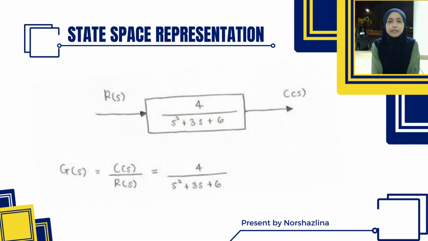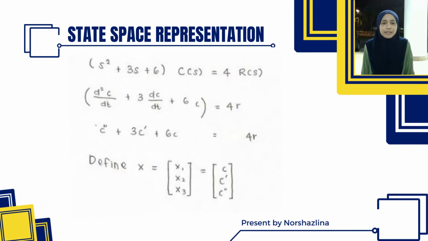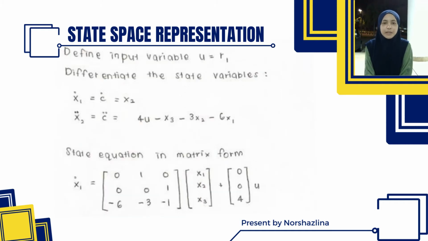As you can see, this is the diagram of the transfer function. These are the steps that we use to convert the transfer function to state space. Next, we define the input variable as u equal to r. To differentiate the state variables, x dot 1 equals c dot equals x2. Next, x dot 2 equals c double dot equals 4u minus x3 minus 3x2 minus 6x1.